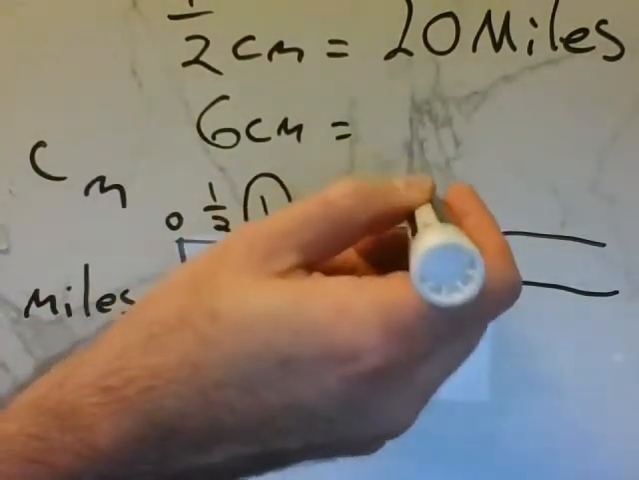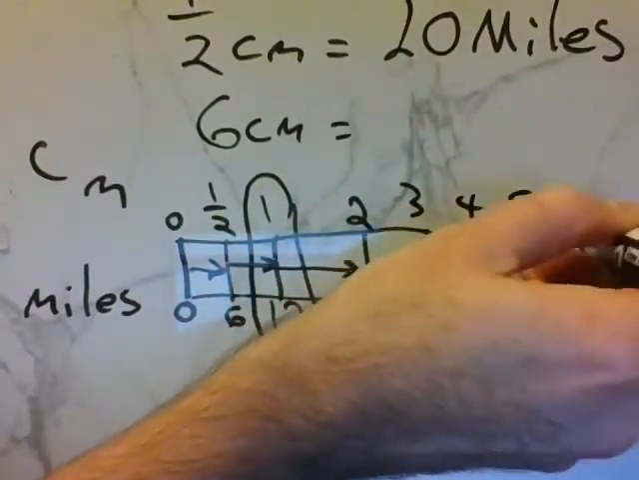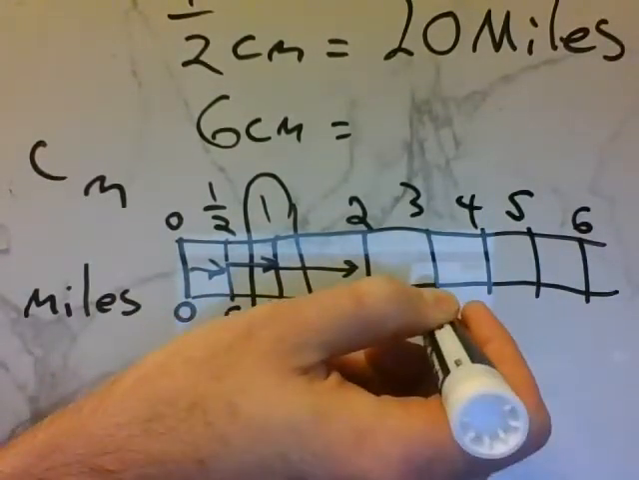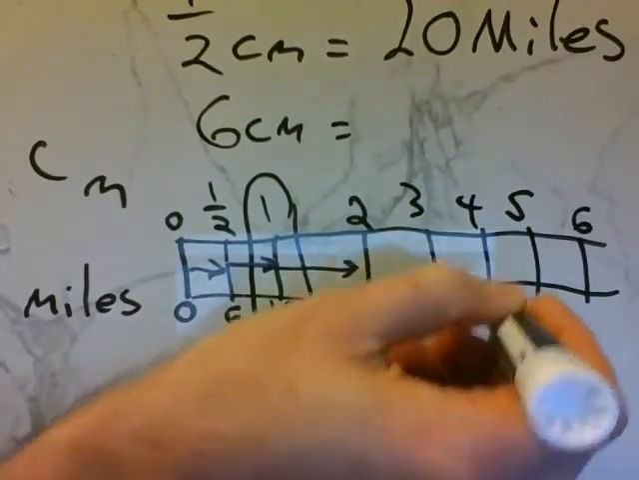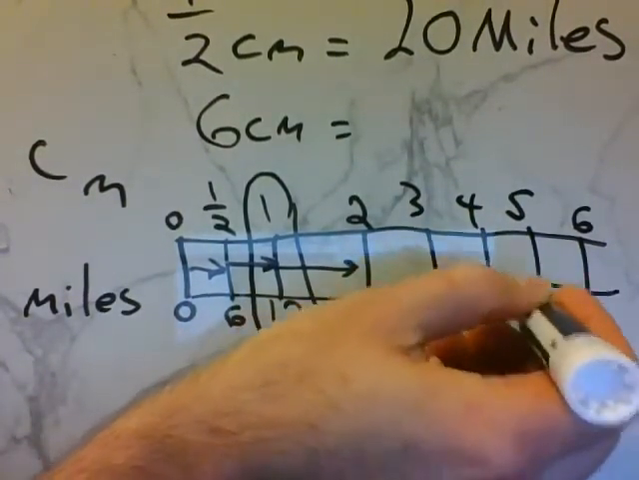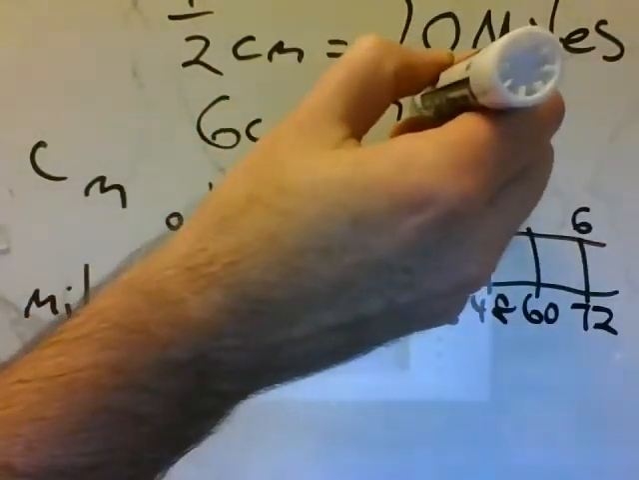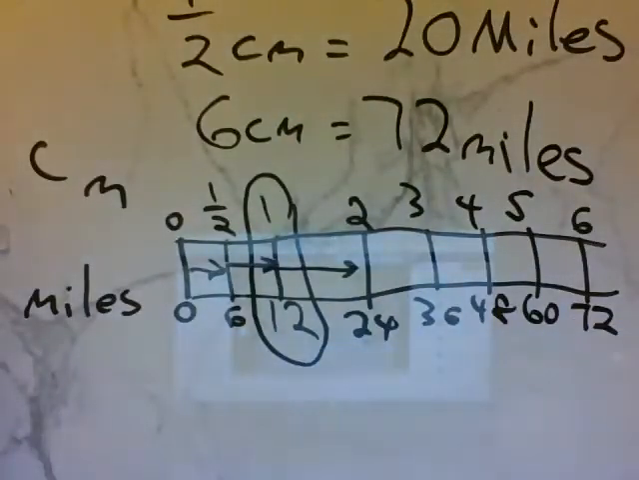So you can just keep drawing this out. 3, 4, 5, 6, and just increase 12 every time on this side. As this increases by 1, this increases by 12. 36, 48, 60, 72. So 6 centimeters would be 72 miles. So that's how we use a scale factor to convert from one measurement to the other.